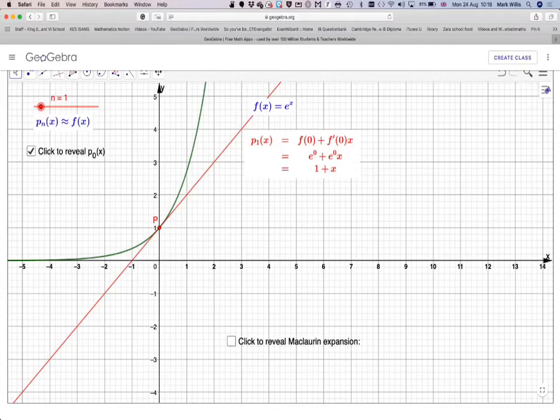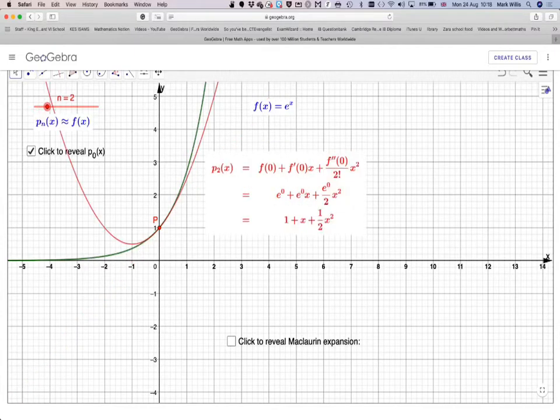But I could probably make the approximation even better if I take n is equal to 2. You can see it looks a little bit better now. And in this case, it will be f of 0 plus f dash of 0, which is e to the 0, plus e to the 0. The next one will be the second derivative divided by 2 factorial. And we'll see why it's divided by 2 factorial in a later video. x squared will give me a better approximation. So that gives me e to the 0 plus e to the 0 x plus e to the 0 over 2 x squared, which is 1 plus x plus a half x squared.